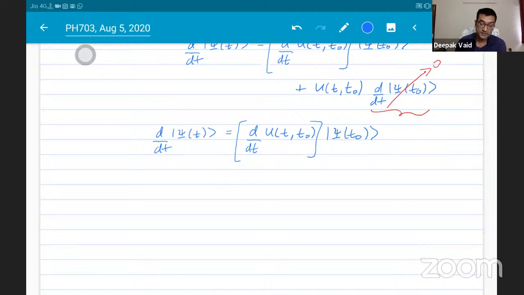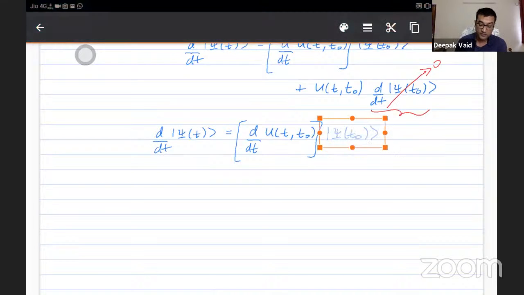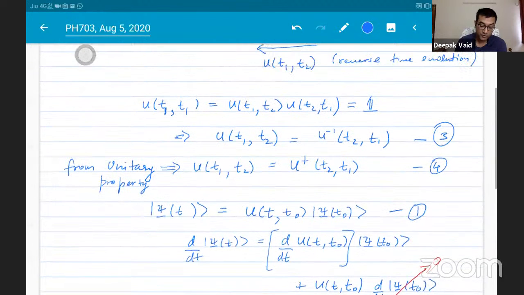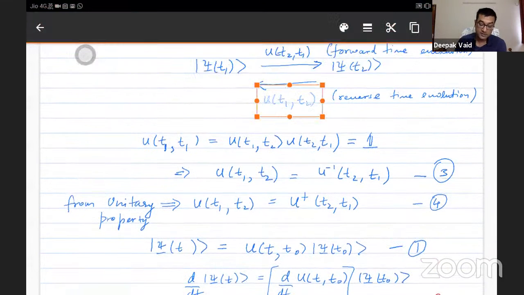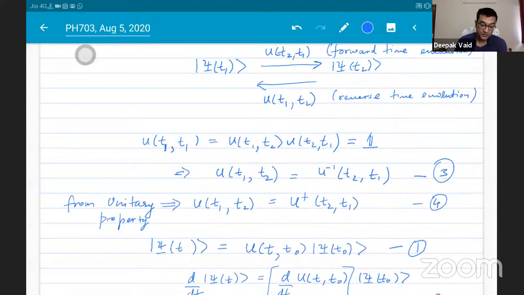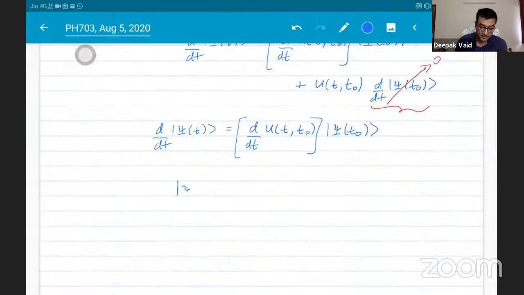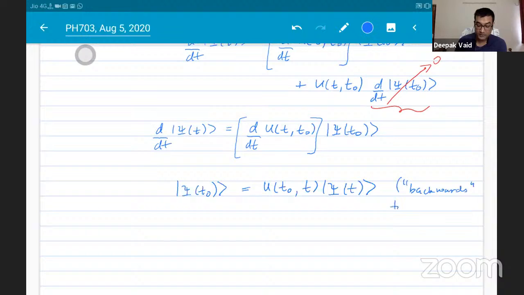How can we do that? Well, you remember that we have the notion of going backwards, right? So we can start from psi of t and go back to psi of t naught. And that means we can write psi of t naught as U of t naught comma t psi of t. So this is the backwards time evolution.